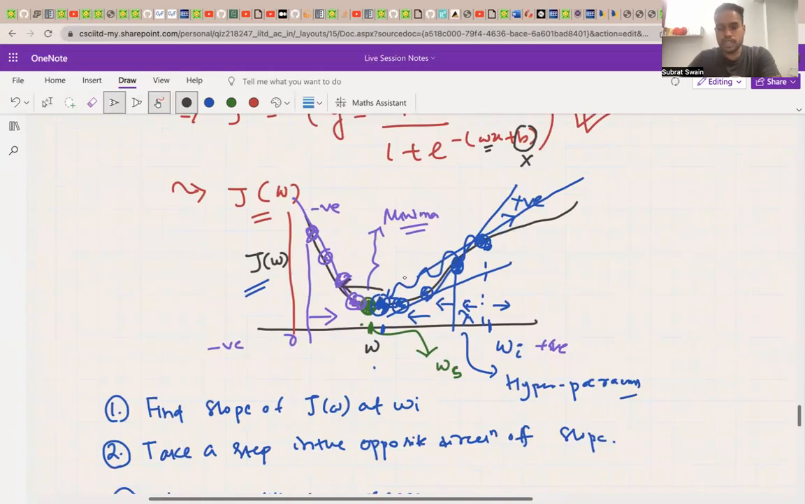You cannot go in this direction, because when you come from here you'll go here, and when you come here, you will again come back, because at this point the gradient will be in the opposite direction. You are moving in the opposite direction, so then you will come back here. So you'll always end up here.